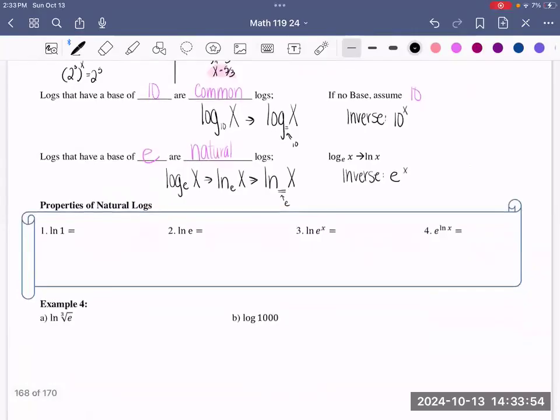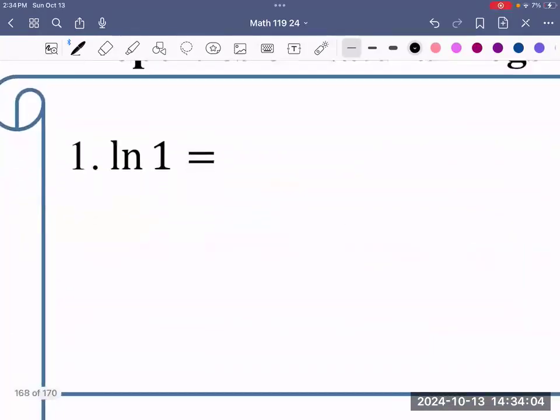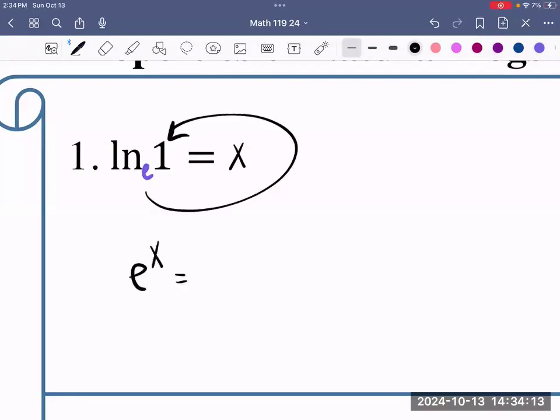If you can, pause the video, and whether you want to do the swoop method or the inverse method, see what you can come up with for the following properties. So ln of 1, again with your hidden e here. Let's just say x. We can swoop and say e to the x is equal to 1. Therefore, x has to be equal to 0 in order for that to be true. So we can erase here and put 0.